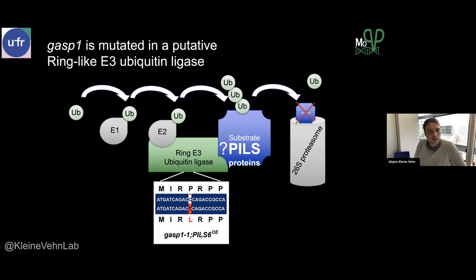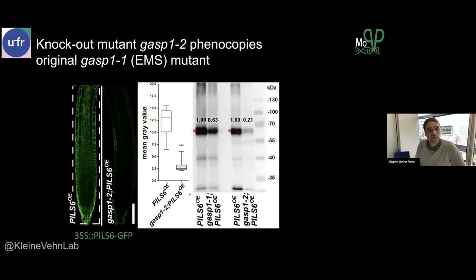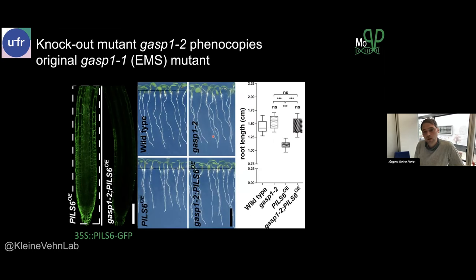So she went on and confirmed that this mutation is causal for the phenotype by getting an additional allele, a knockout allele that we call then GASP1-2. GASP1-2 looks pretty similar to GASP1-1. So there is downregulation of the PILS to a similar degree as the EMS mutant. And this downregulation also correlates with the rescue of the PILS overexpression phenotype.